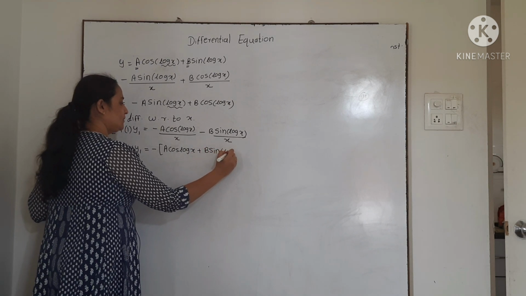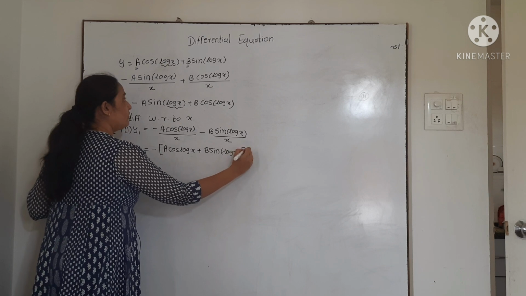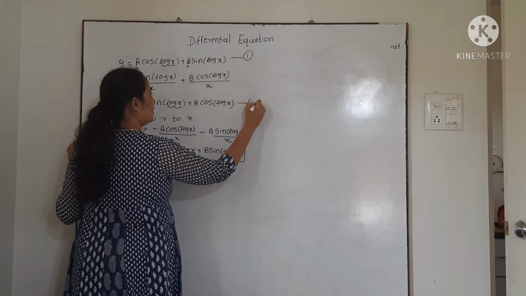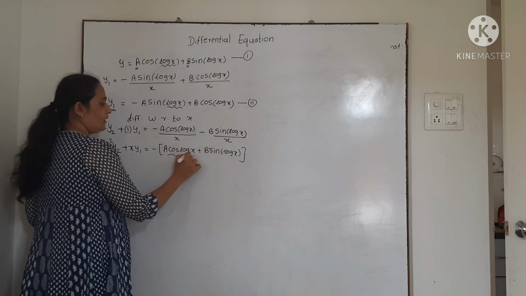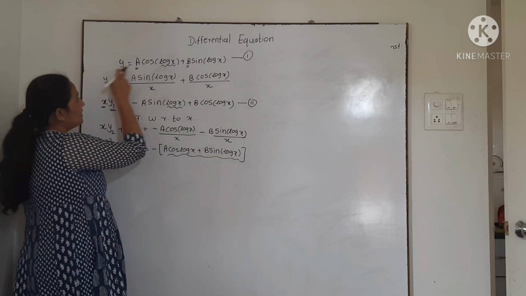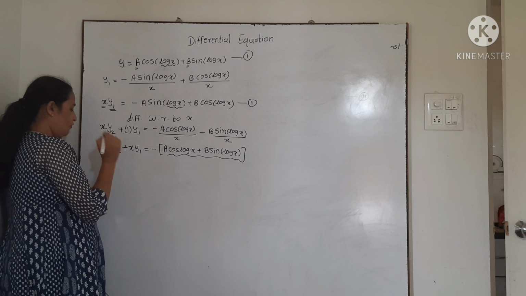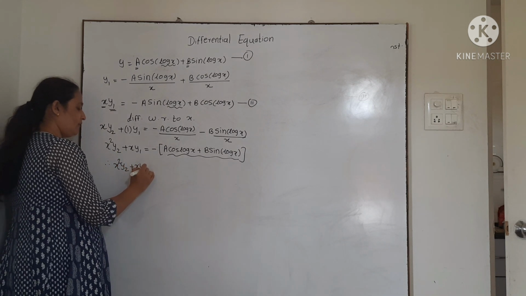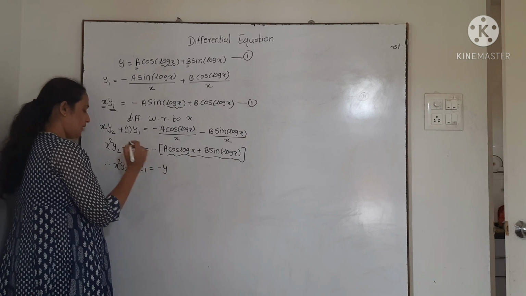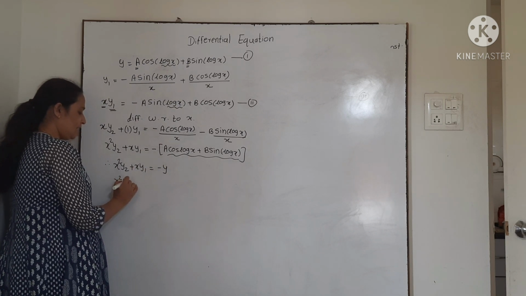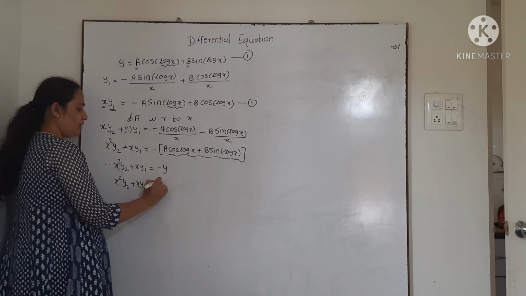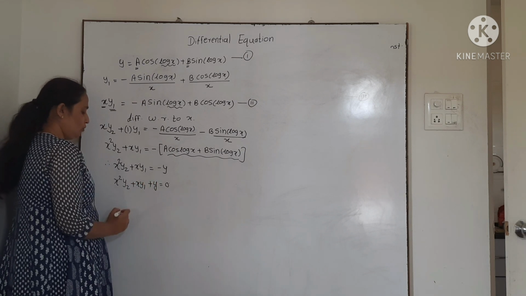log x. And if you see your equation, say this as equation number 1, this as equation number 2. From equation 1, the value of this bracket is nothing but y. Therefore, you have x square y2 plus x y1 equal to minus y. You may write this as x square y2 plus x y1 plus y equal to 0.